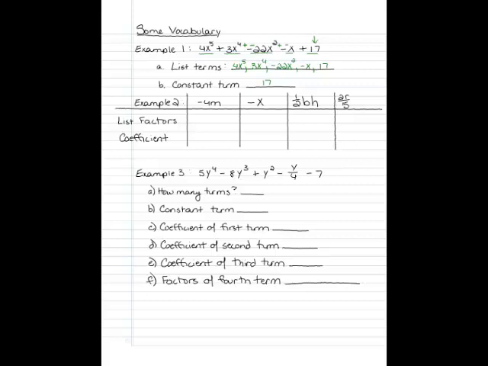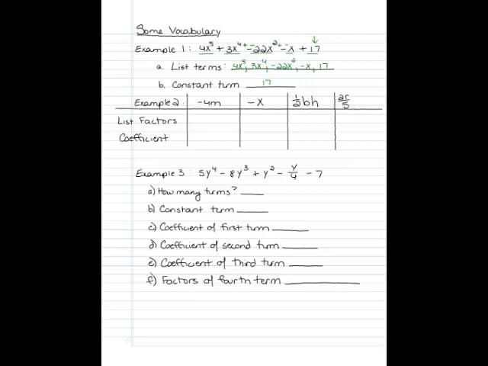Now within each term, you have factors and a coefficient. Factors are the numbers or quantities within a term that are multiplied together. The coefficient is the number that multiplies the variable. The coefficient is the numerical factor.